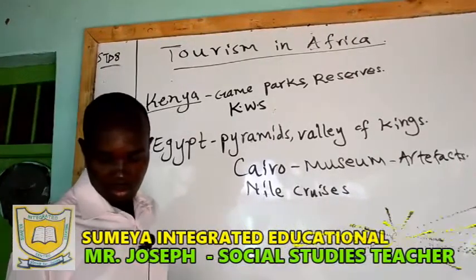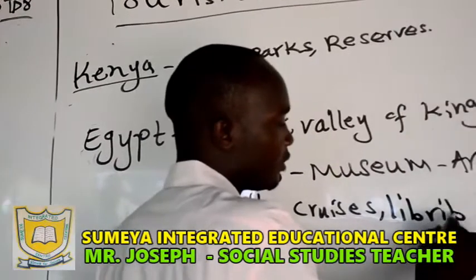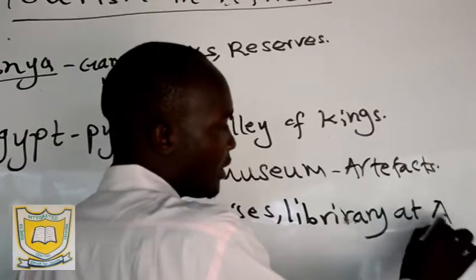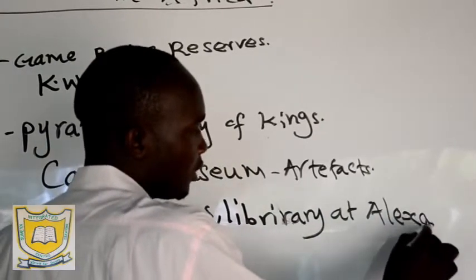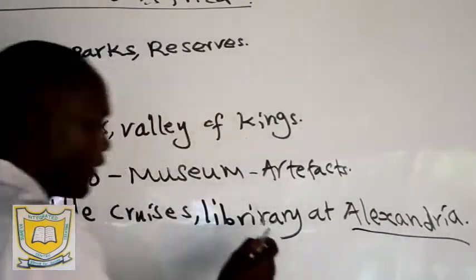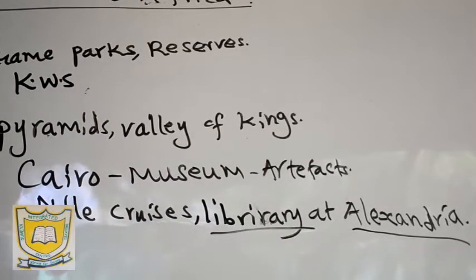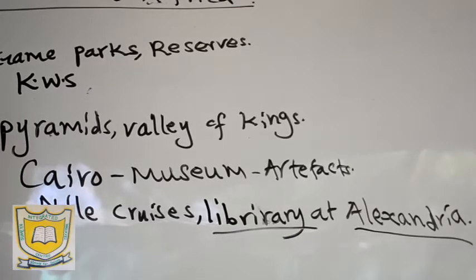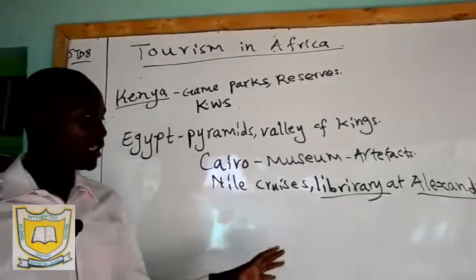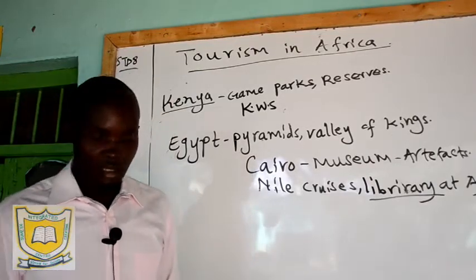And then we have also what we call the library at Alexandria. Alexandria is a town in Egypt. We have a very great old library found there. We know very well Egypt is an Arabic country, so you'll find very many things, Arabic and different languages, Greek, Latin language of the Romans. You'll find very many things there which also attract tourists to go and see those places.